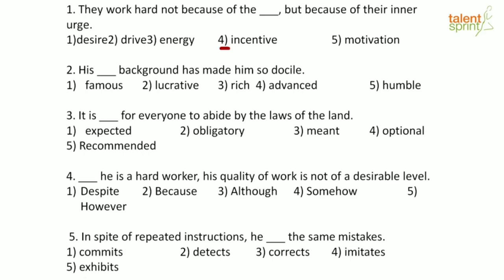So we understand from the given clue word, inner urge, that the answer option has to be a word that is opposite in meaning to inner urge. And we've already identified 4 synonyms with inner urge from the options. So for the first sentence, our answer is incentive. They work hard not because of the incentive, but because of their inner urge. Let's go ahead and write that down.